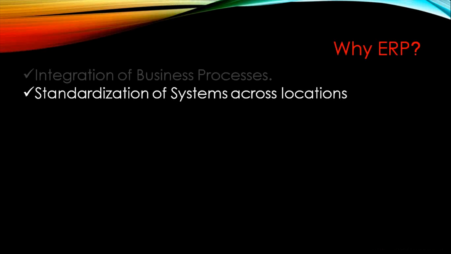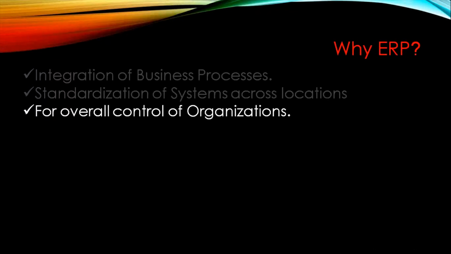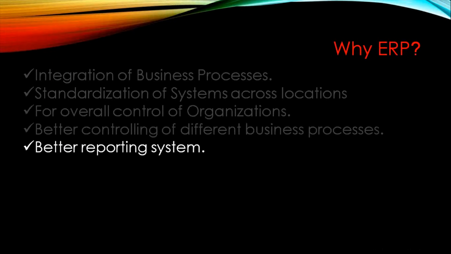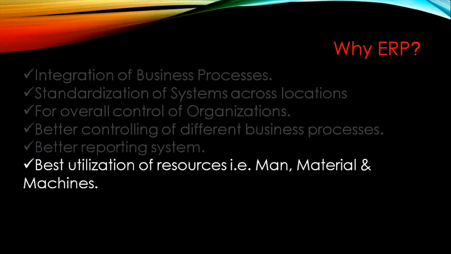Standardization of system across locations. The company or the business can be in different countries and different cities, so we can have a standard system across different locations for overall control of the organization. Better controlling of different business processes. Better reporting system. Obviously, when we have an integrated software which is integrating every part of the business, we will have better reporting. And the best utilization of resources, for example, man, material, and machines.